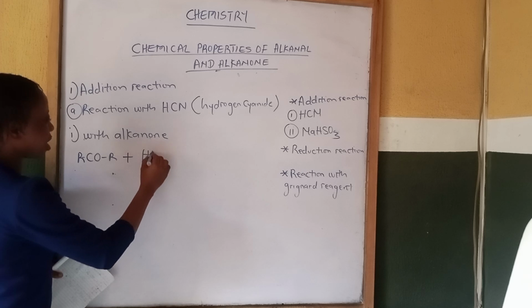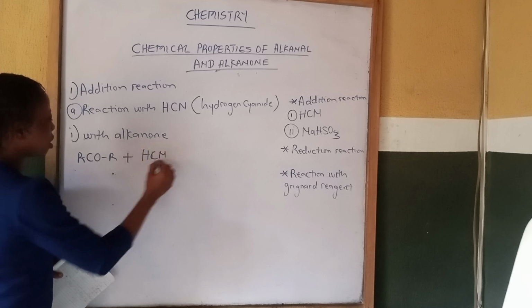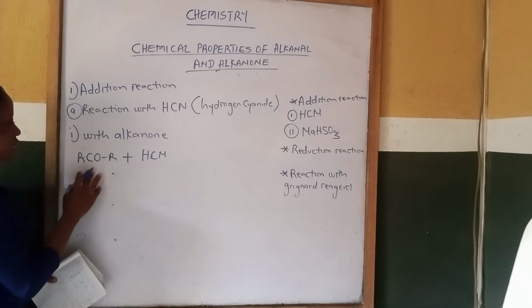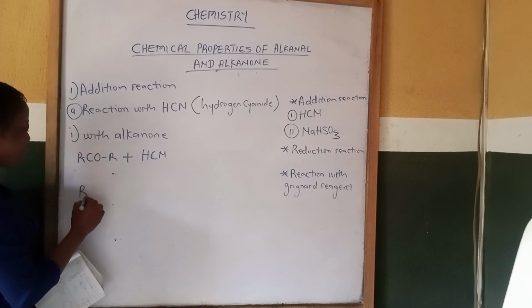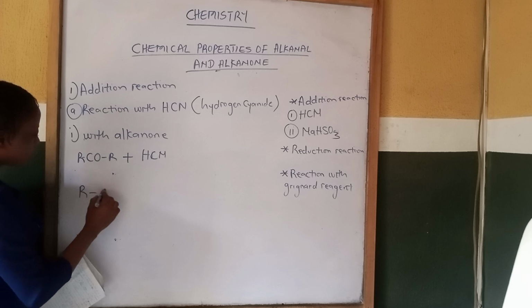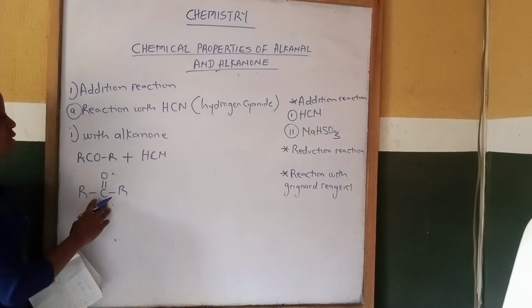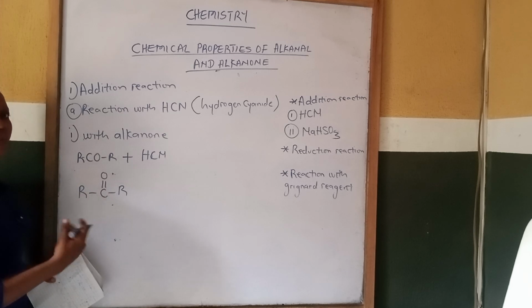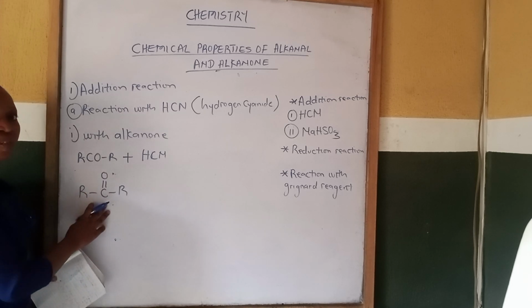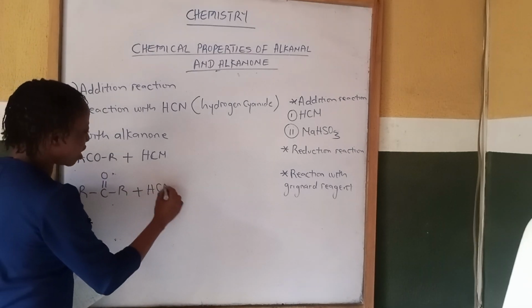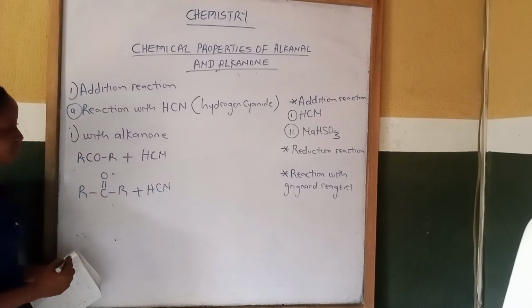with hydrogen cyanide. Then let's open the structure. Let's draw the structural formula for this general formula. That will be R, C double bond O, then R. That is the structural formula. So it will be very easy to use the structural formula. For us to get our products, it will be very easy to use the structural formula plus HCN.